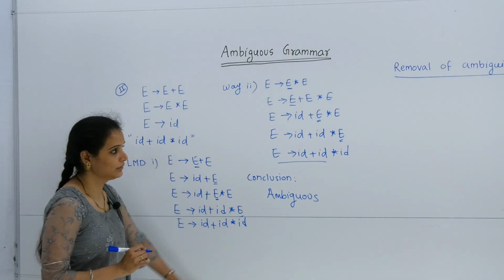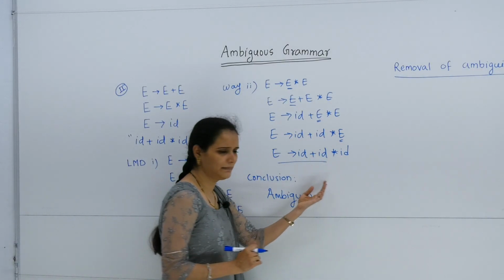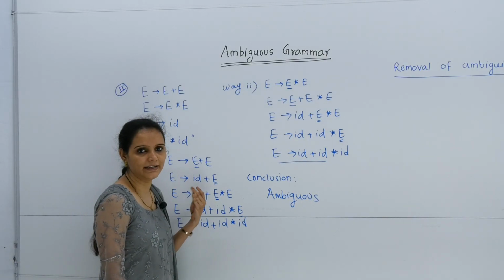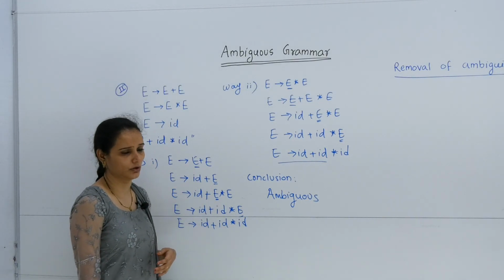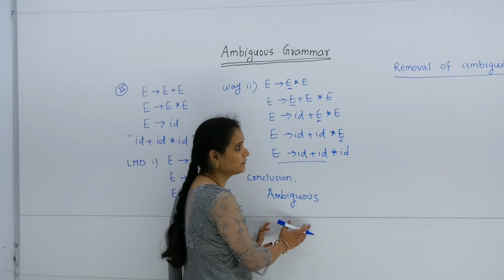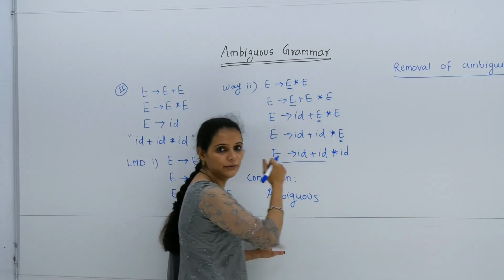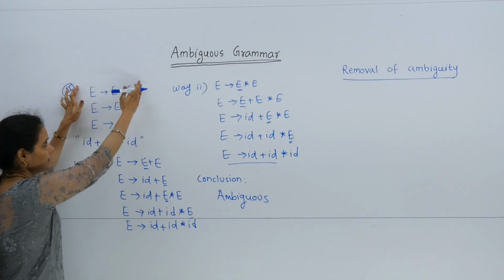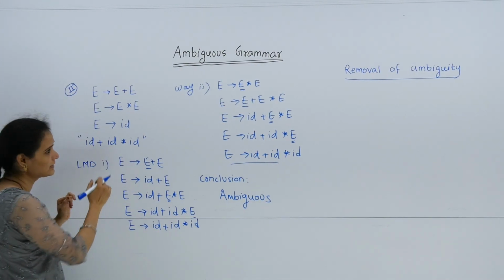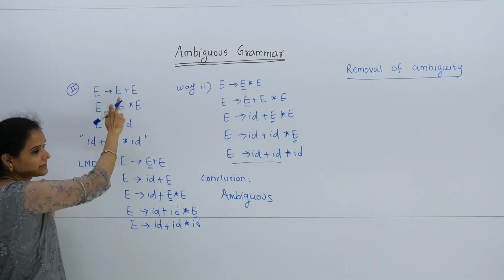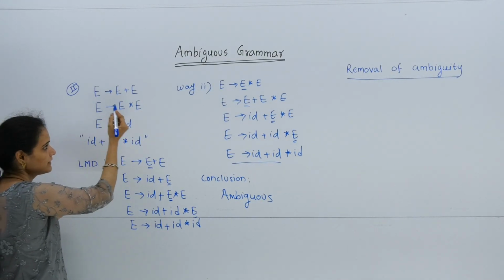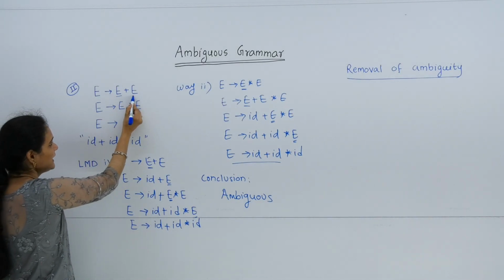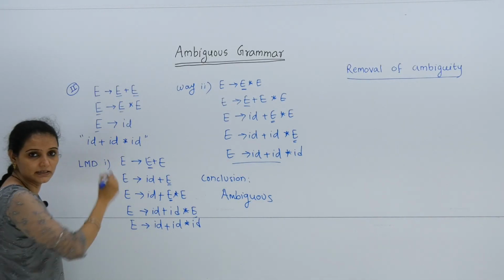Now the main part: the same example we have seen in the previous video, to find whether the given grammar is ambiguous or not. Here we are going to remove the ambiguity of the grammar. If we observe the production rules, E produces E plus E, E produces E star E, and again E produces ID. So the same variable is repeating.